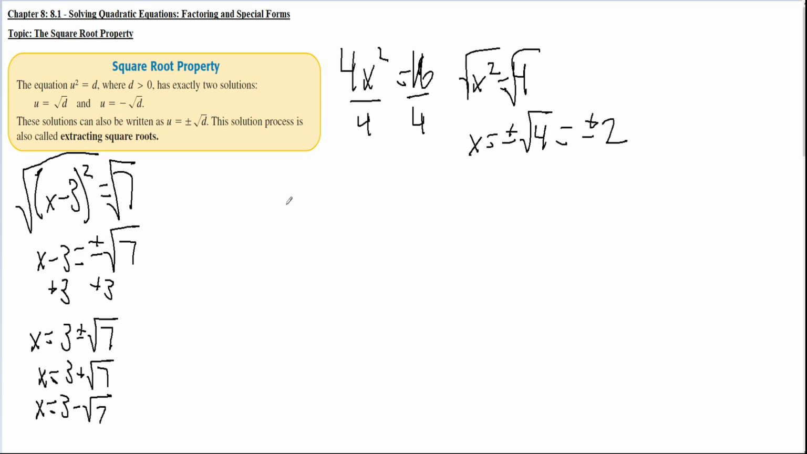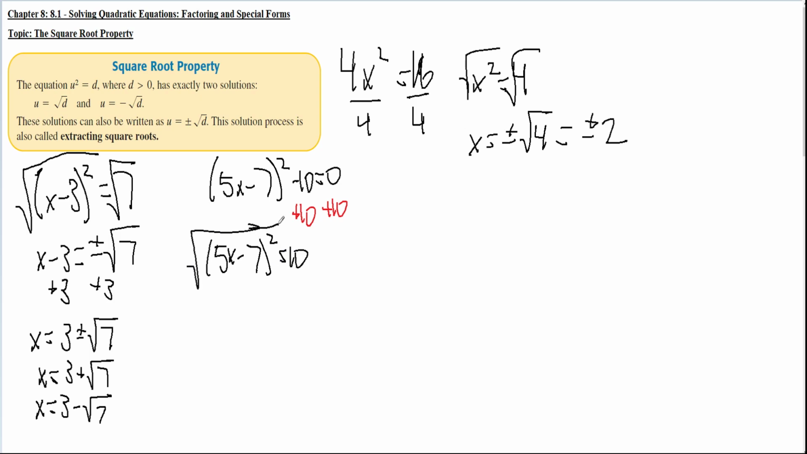The final example that we can take a look at is 5x minus 7 squared minus 10 is equal to 0. So the issue here is that we're not in our general square root property form. So in order to do that, we have to add the 10 to both sides, okay? And once we've done that, then we're able to take the square root of both sides to solve this type of quadratic equation.